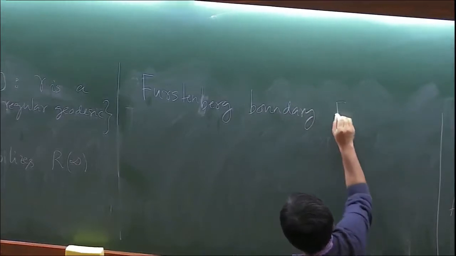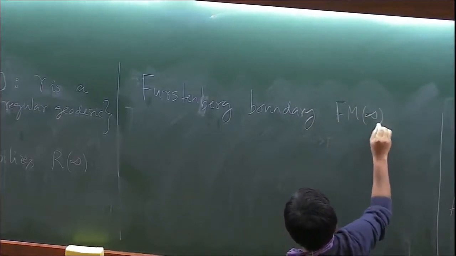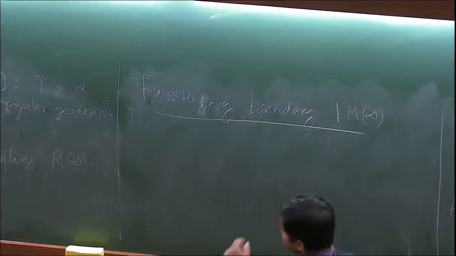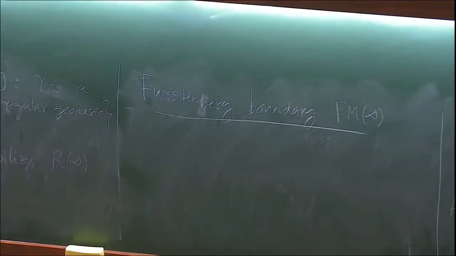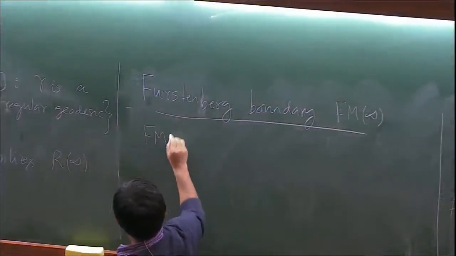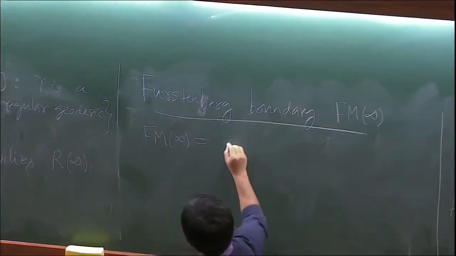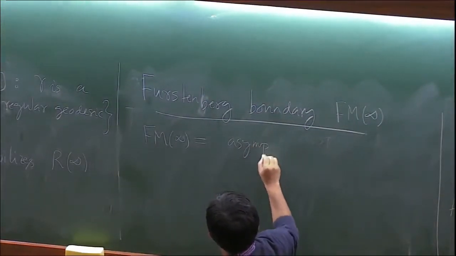So I'll denote this by ∂_{Fm} M, or M infinity. So what is this? Instead of considering the geodesic rays and their asymptotic classes, now you consider asymptotic classes of Weyl chambers. So this is simply the asymptotic classes of Weyl chambers.